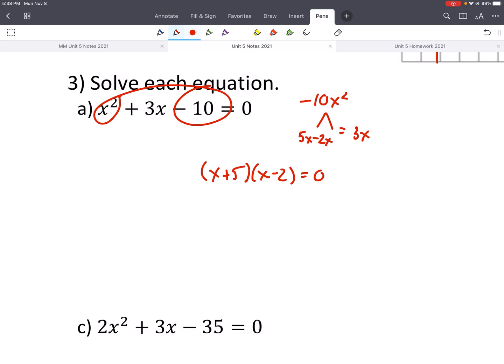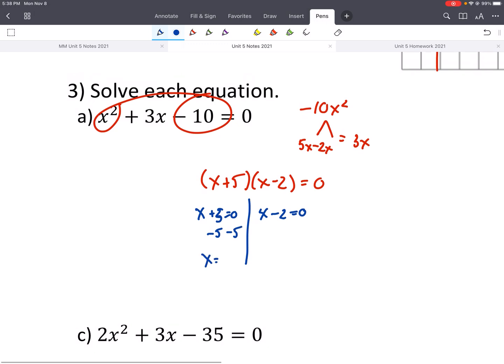Anyways, we want to find our solutions. Again, it's similar to the x-intercepts, but we write it differently. So again, if it helps you, you can do x plus 5 equals 0 and x minus 2 equals 0. Okay, so here we would subtract 5 from both sides and get x equals negative 5. And here we could add 2 and we would end up getting 2. So our two solutions would be negative 5 and 2.